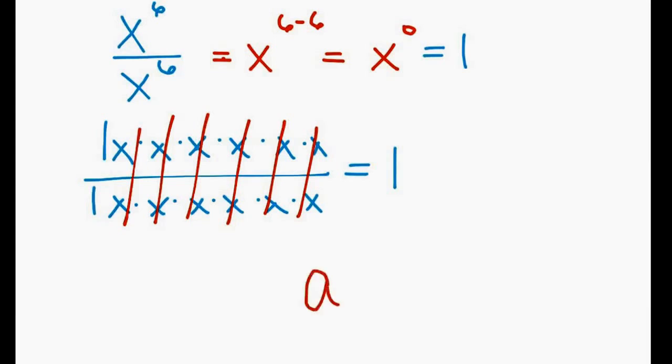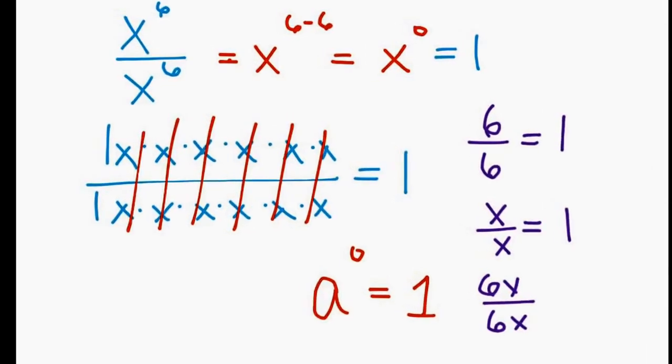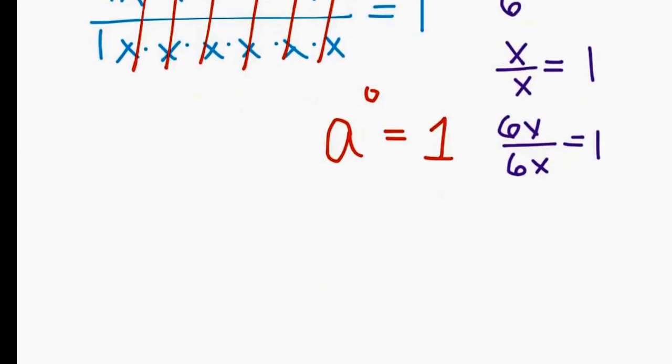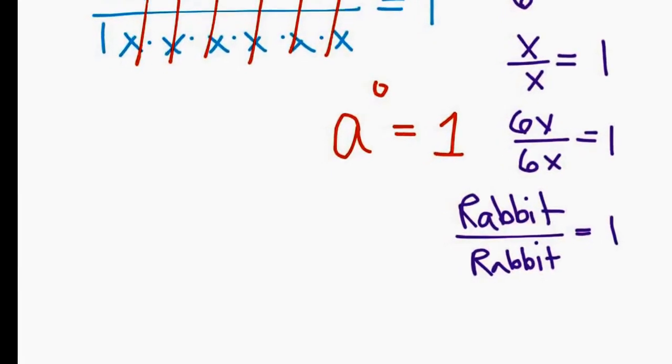So we have a property that says anything to the 0 power is 1. And the reason that happens is, think back when you learned elementary division. You know that 6 divided by 6 is 1. That's because anything divided by itself is 1. If I make this 6x divided by 6x, it's still 1. And my favorite, if I make it rabbit divided by rabbit, it's 1. Because anytime you have the same thing in the numerator and denominator, it will become 1.